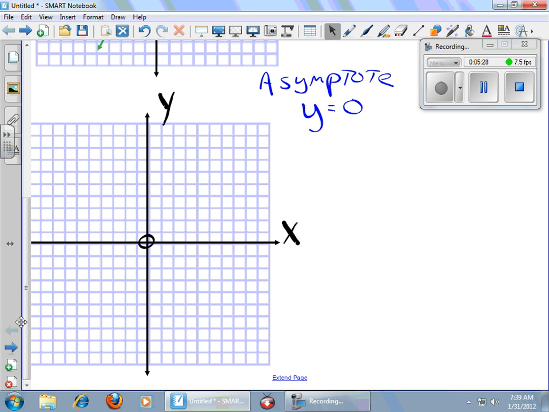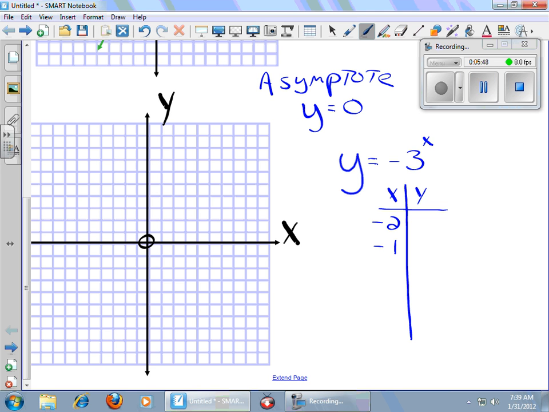And let's say this time we have the equation y equals negative 3 to the power x. Okay. Again, I can make a t-table. And let's put negative 2, negative 1, 0, 1, 2, and we'll put 3 in also. Well, when I put 0 in for x, 3 to the 0 becomes 1, becomes negative 1. So 0 is at negative 1, right?